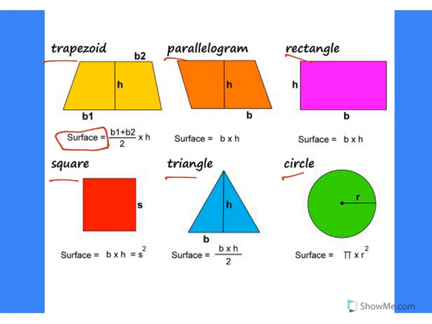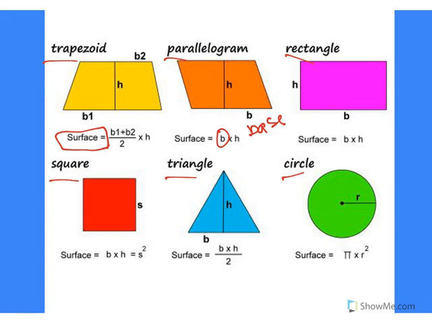The B is your base, not necessarily always the bottom, or what it's sitting on, but the base is what we draw the height to. So the height and the base intersect, not necessarily perpendicularly, not necessarily at the midpoint or anything like that.